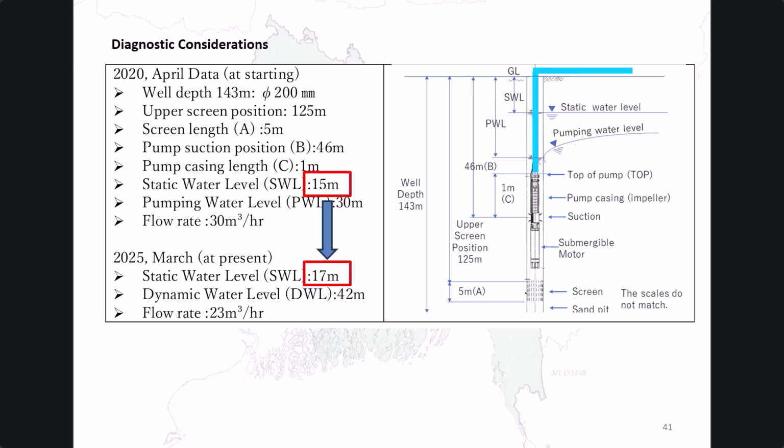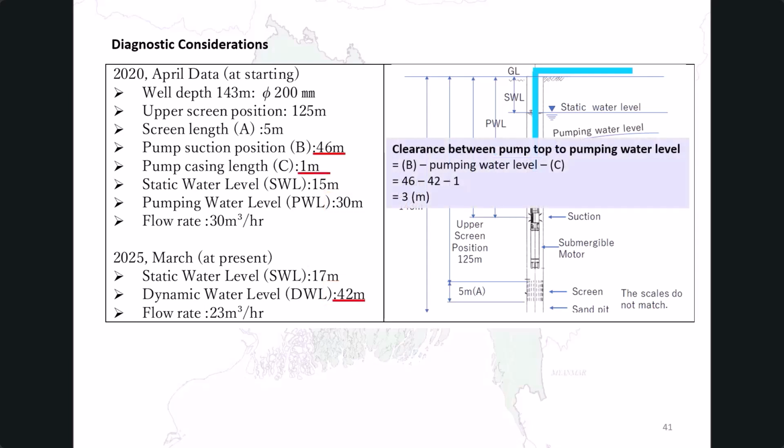The clearance between the top of the pump and the pumping water level is calculated as follows. Clearance is equal to B minus pumping water level minus C, which is 46 minus 42 minus 1, equal to 3 meters. Therefore, the clearance between the top of the pump and the pumping water level is 3 meters. So, there is no problem in pump operation because the clearance should be more than 1 meter.